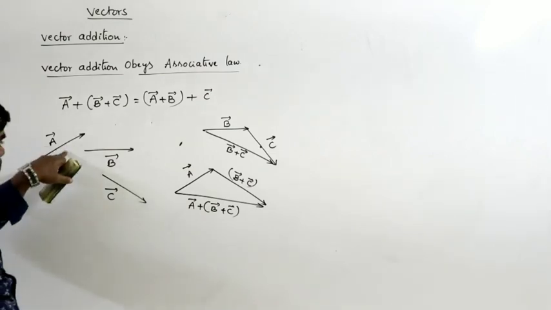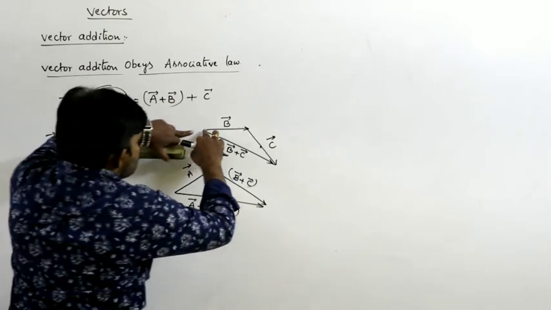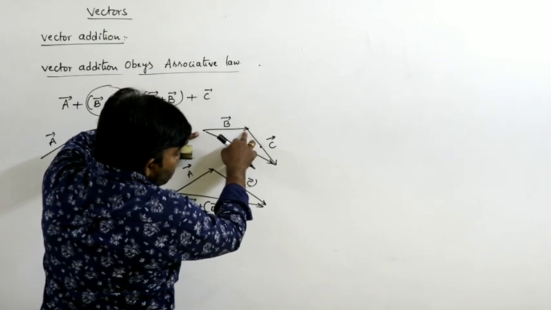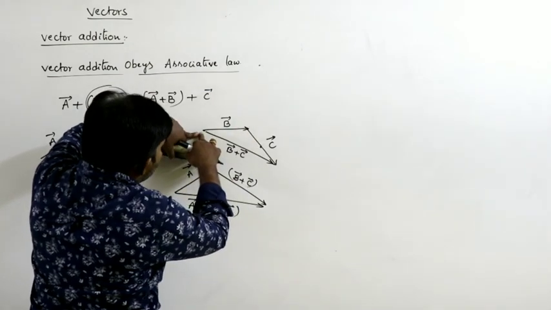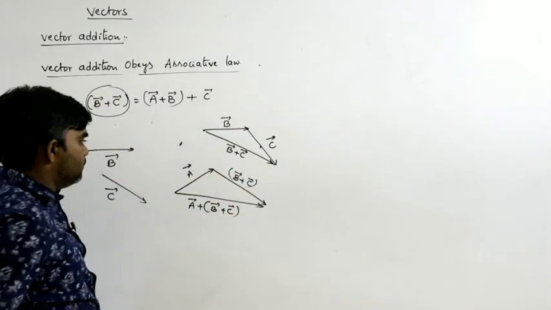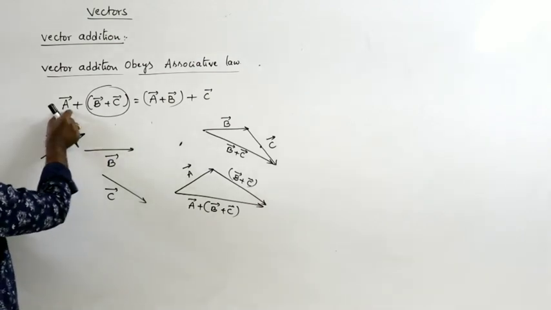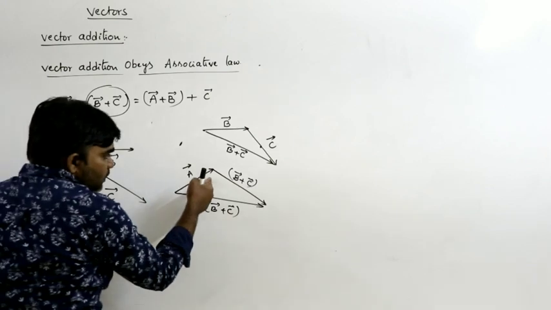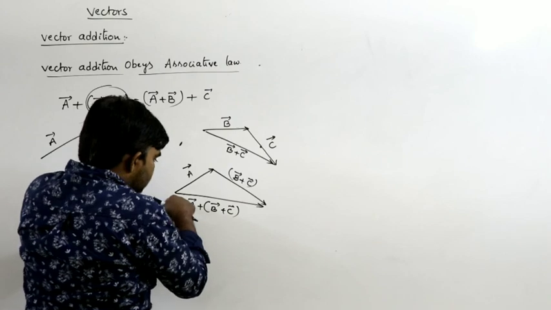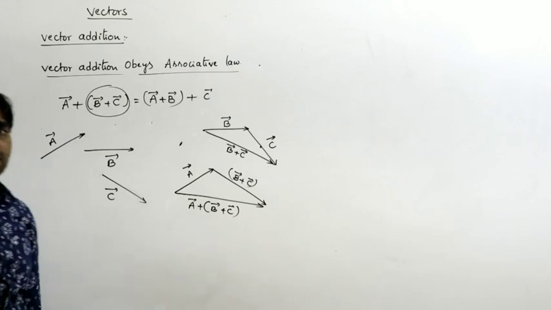Here I am considering three vectors, a bar, b bar, c bar. First I am doing b plus c. This is b and this is c. The second vector must start from the final point of the first vector. The line joining the starting point of the first vector and the ending point of the second vector gives the resultant. Next, a plus b plus c. The first vector is a bar and the second vector is b plus c. The resultant starts at the starting point of the first vector and ends at the ending point of the second vector. This gives a plus b plus c.